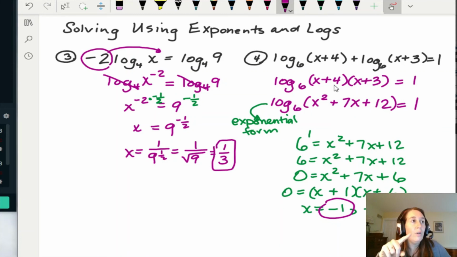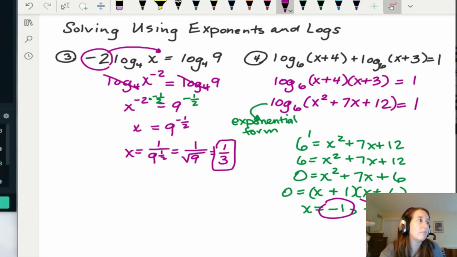-6 though, if you plug in -6 plus 4, you get -2. Think about the log. It starts at 0 and the x's go up. The domain of logs is usually 0 to infinity. This one has a shift, so this one is like -4 to infinity. This one is -3 to infinity. You can't use -6. This is called an extraneous solution.